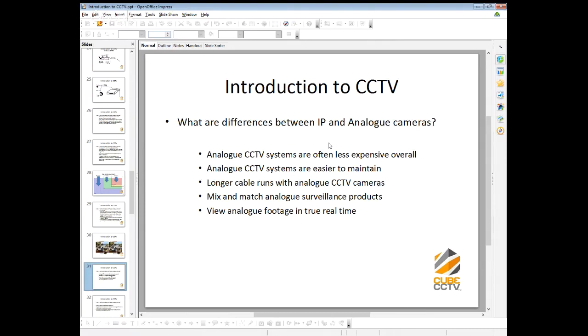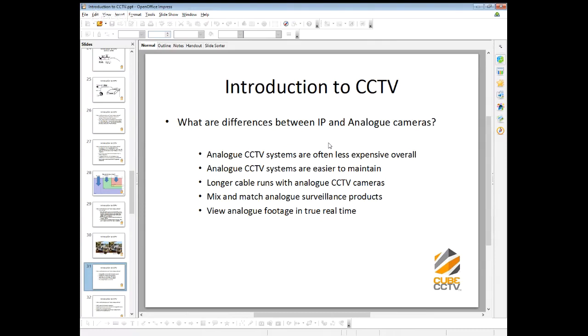Longer cable runs with analog cameras. The analog cameras can take the signal for a longer distance using coax cable. The latest high definition cameras offer you a 500 meter run, which is a fantastic distance when you compare with IP cameras. With IP cameras, if you're using 1 gig data, most probably you'll be able to run up to 200 meters. Then you probably need a switch panel, patch panel before you go to the next point. So that is something to bear in mind when you do IP installation.